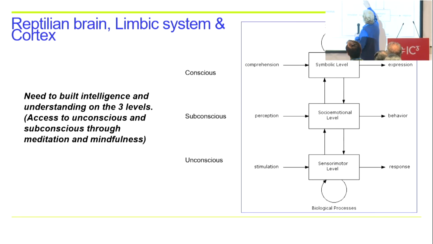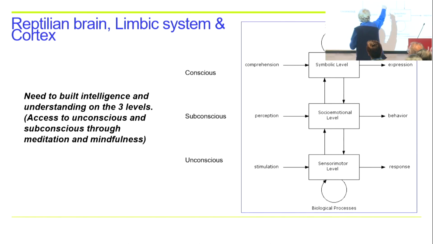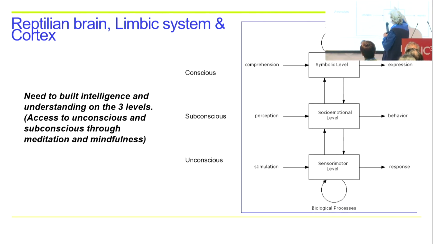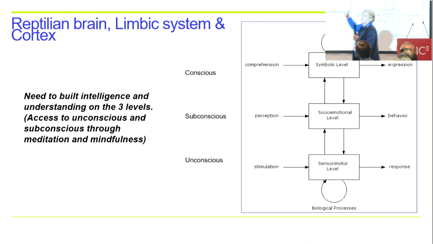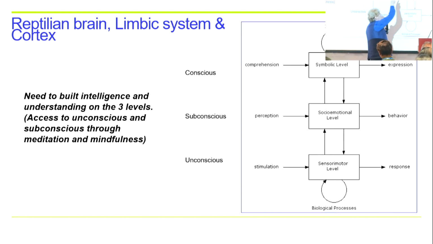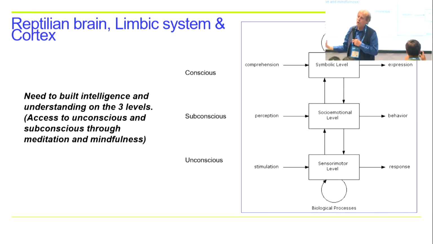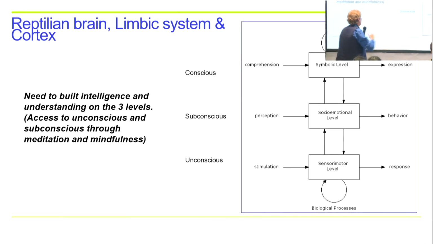Then we have the limbic system, perception, which will generate a behavior, okay? Through the socio-emotional level. And the highest level, which is what we call the conscious level, which goes from comprehension to expression through the symbolic level, like the language or any form of symbolic level, okay? And above that, you have the ideation, the abstract part. So from the concrete to the abstract.